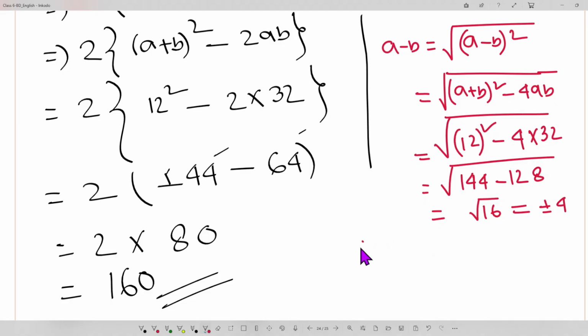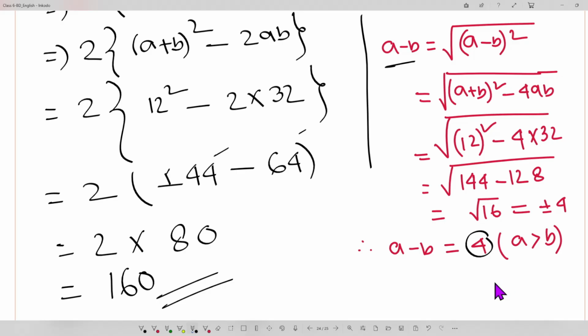Now, a minus b equals 4, because a is greater than b. But what is proved here? If a is greater than b, why will a minus b become 4, right?